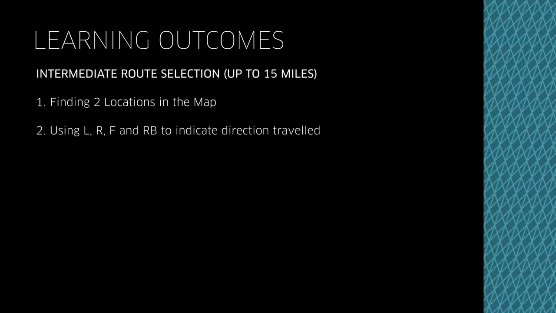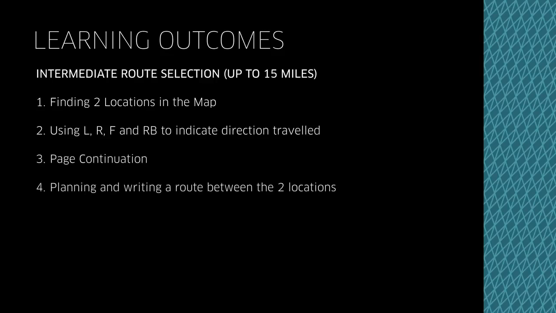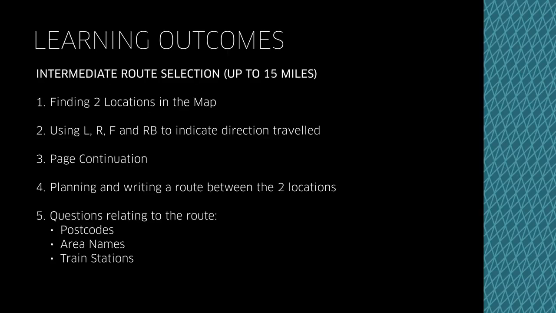of the map. You'll have to list every single road you take in the correct order, using left, right and forward to indicate the direction travelled. Any exits on roundabouts also have to be listed. This module will assess your ability to plan and write a route between the two locations and answer questions relating to that route. These additional questions will be based on postcodes, area names and stations.